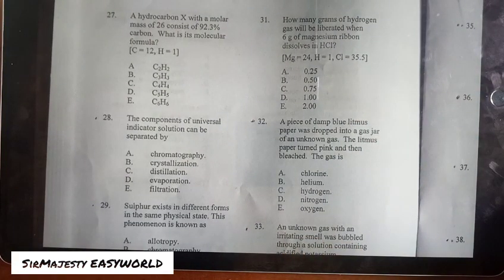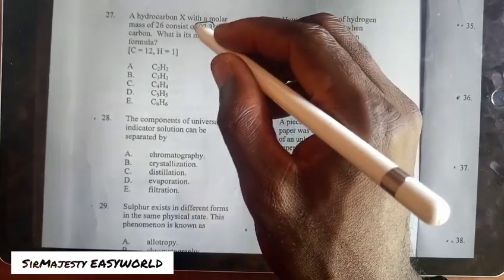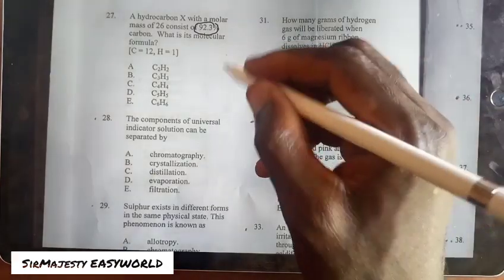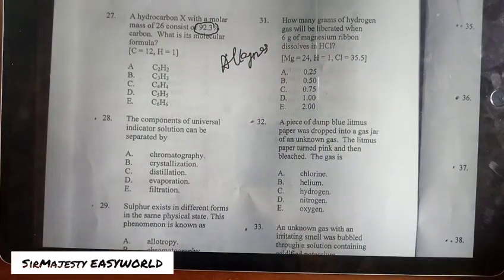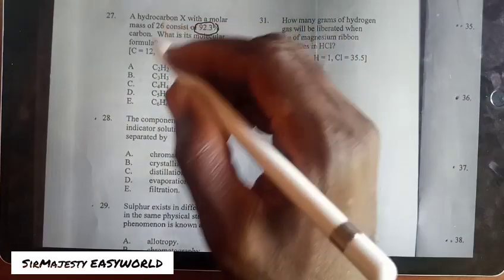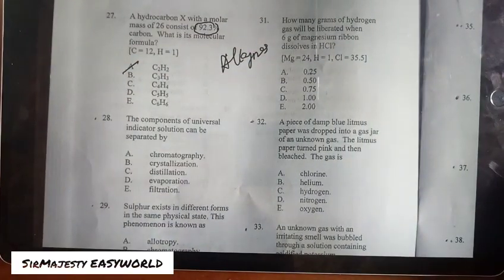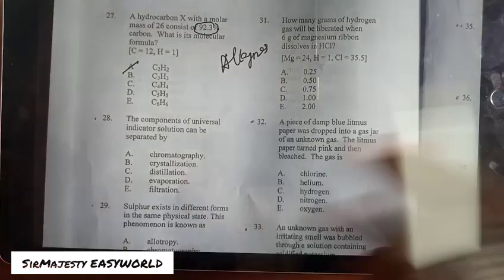Okay, here we continue. Question number 27 says a hydrocarbon X with a molar mass of 26 consists of 92.3% carbon. What is the molecular formula? Okay, you just note this, please. 92.3% is only for alkynes. All alkynes have 92.3% carbon. Simple. And looking at this, they say the molar mass is 26, don't solve this, don't just waste your time, though after you solve, you still get the answer.